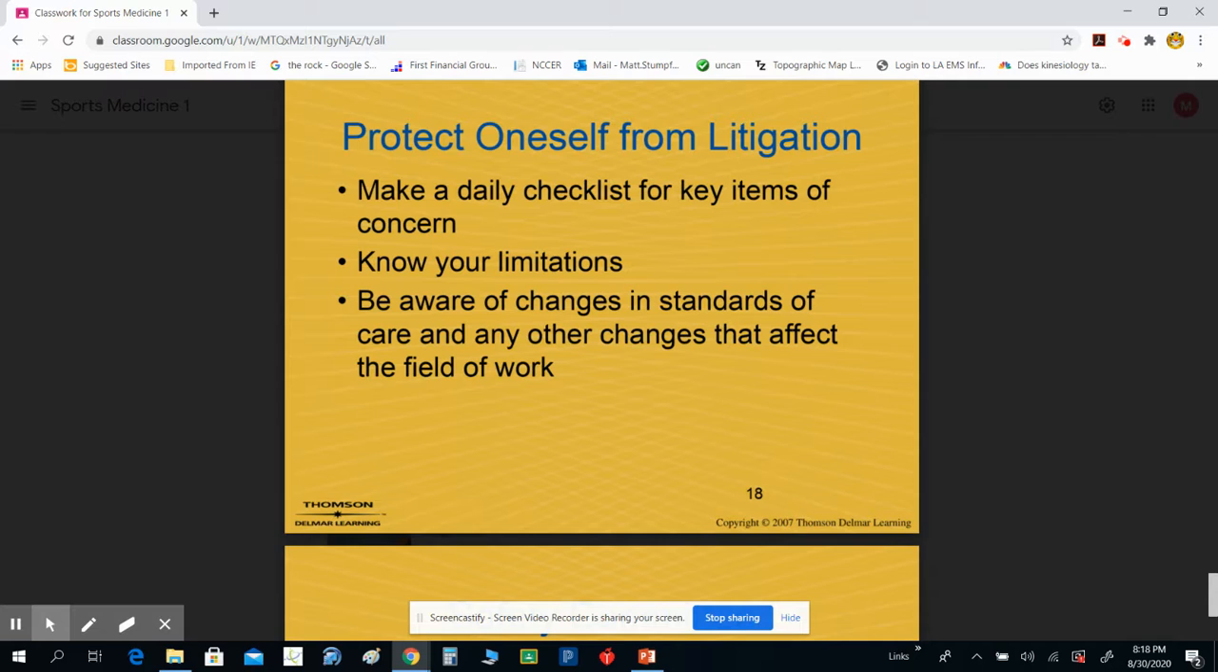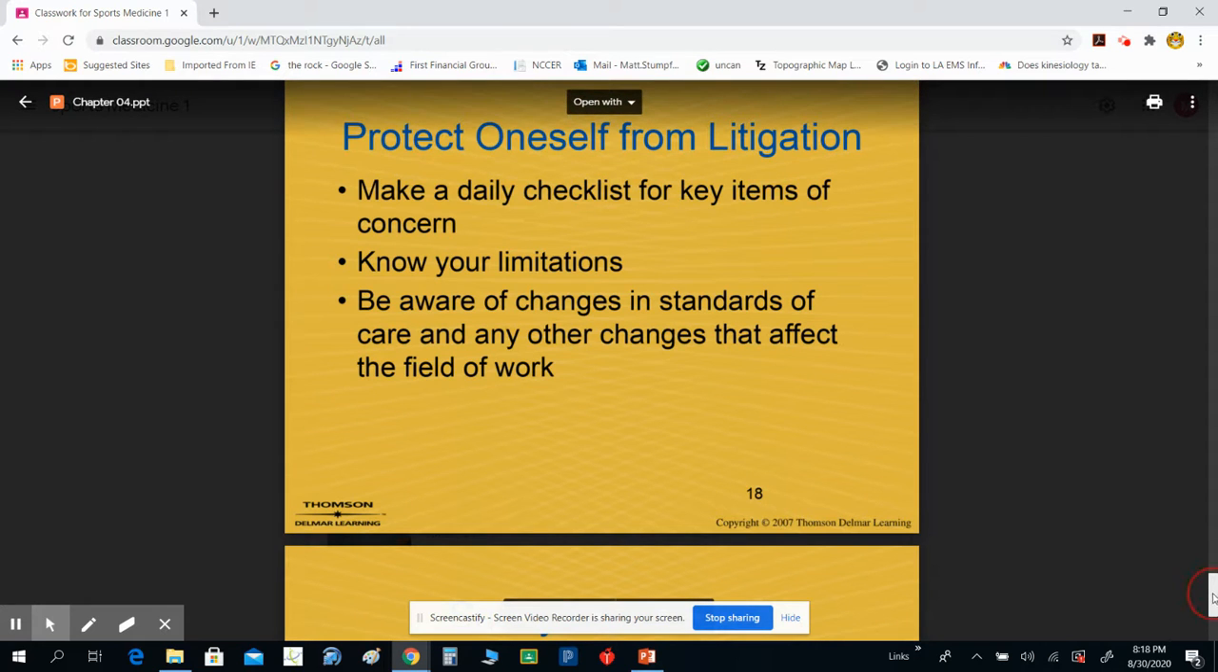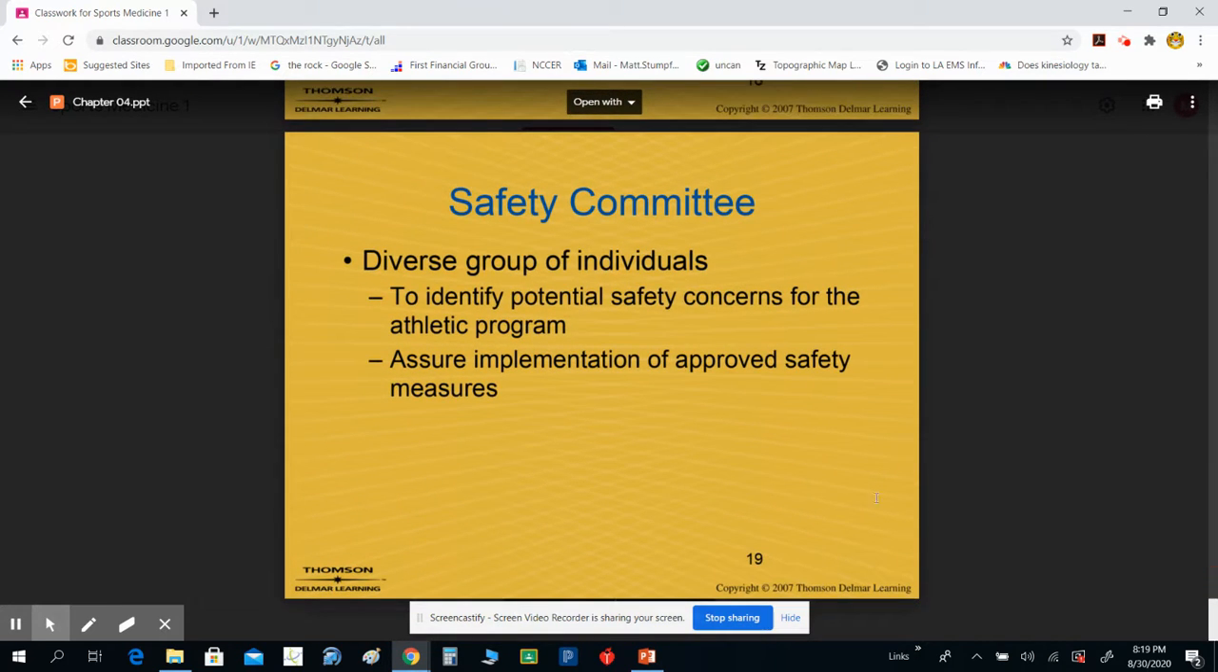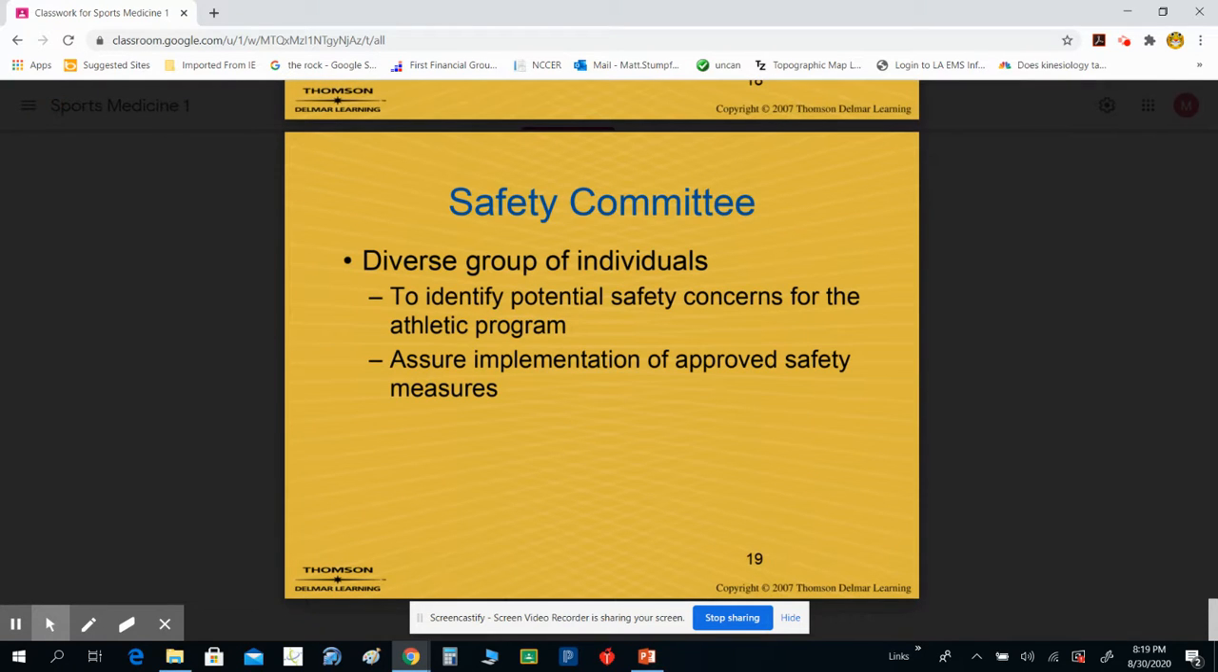Be aware of changes in standards of care and other changes that affect the field of work. The standard of care in athletic training has gotten much higher since I first became a certified athletic trainer. We can do things now that I was never allowed to do before. One place that you see a big change in this is emergency medicine. An EMT today can do way more things than when I first became an EMT. So times change, and we need to keep up with the changing times. It's not a bad idea to put together a safety committee in your athletic department to look at safety concerns for the athletic program and assess implementation of approved safety measures. Going back and reviewing things with your safety committee is always a good thing to do.